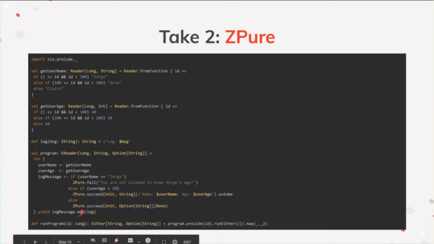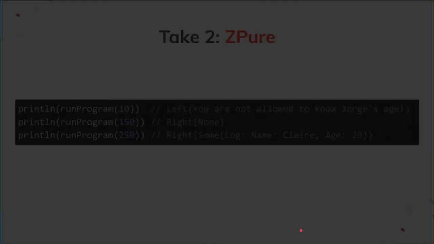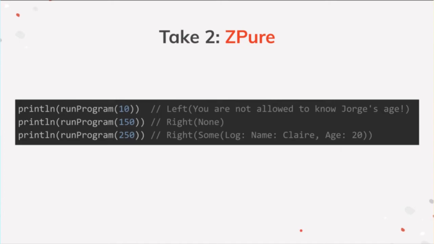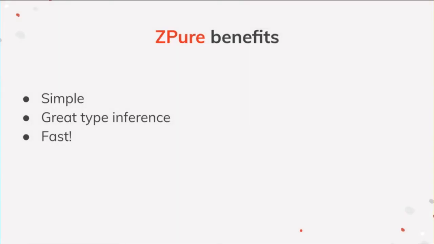But now we have a lot of benefits. This was simpler to write and simpler to understand. It has great type inference, and it's a lot faster than monad transformers. We are not doing any stacking of transformers here. We just have a data type with several type parameters.